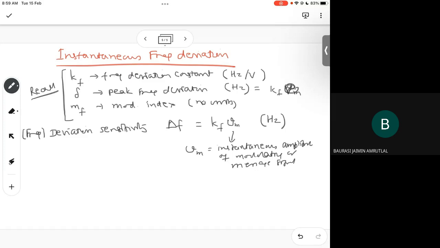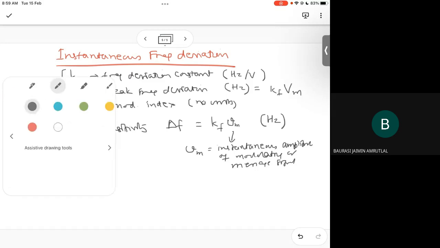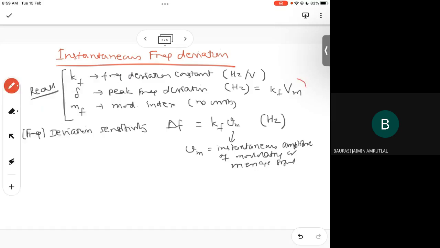The reason is I want to stress this important thing. This is in capital and this is in small. So that is the maximum or peak amplitude, as you have seen in the previous example. And obviously its unit is also hertz, that means how much my frequency is deviating, the maximum frequency. And this is the frequency deviation sensitivity. That means how much my frequency is changing or deviating at every instant.